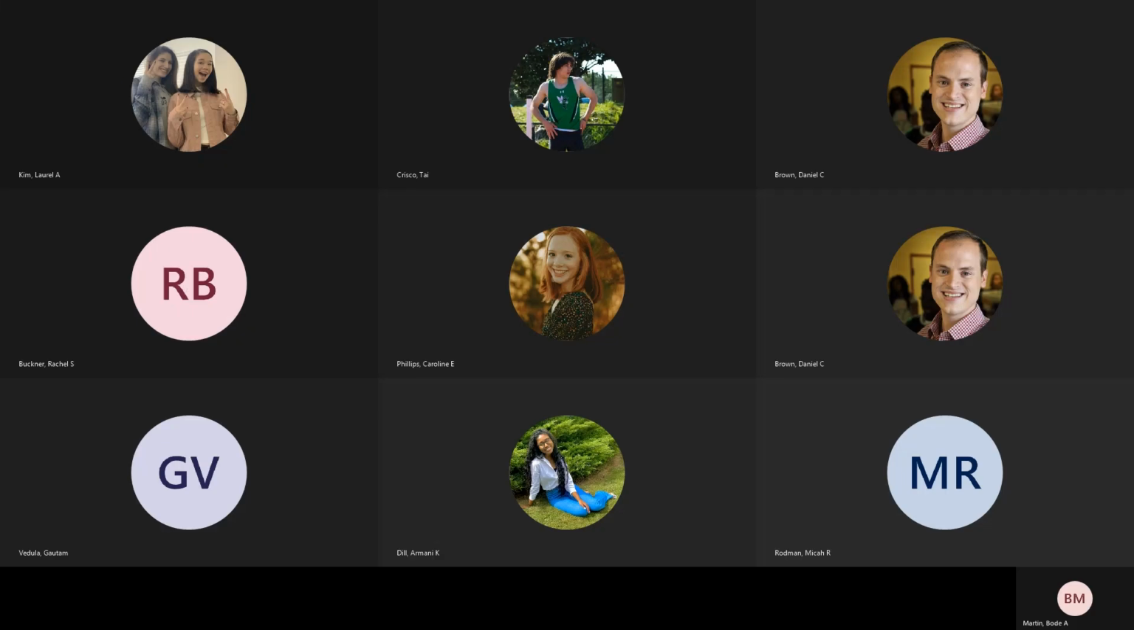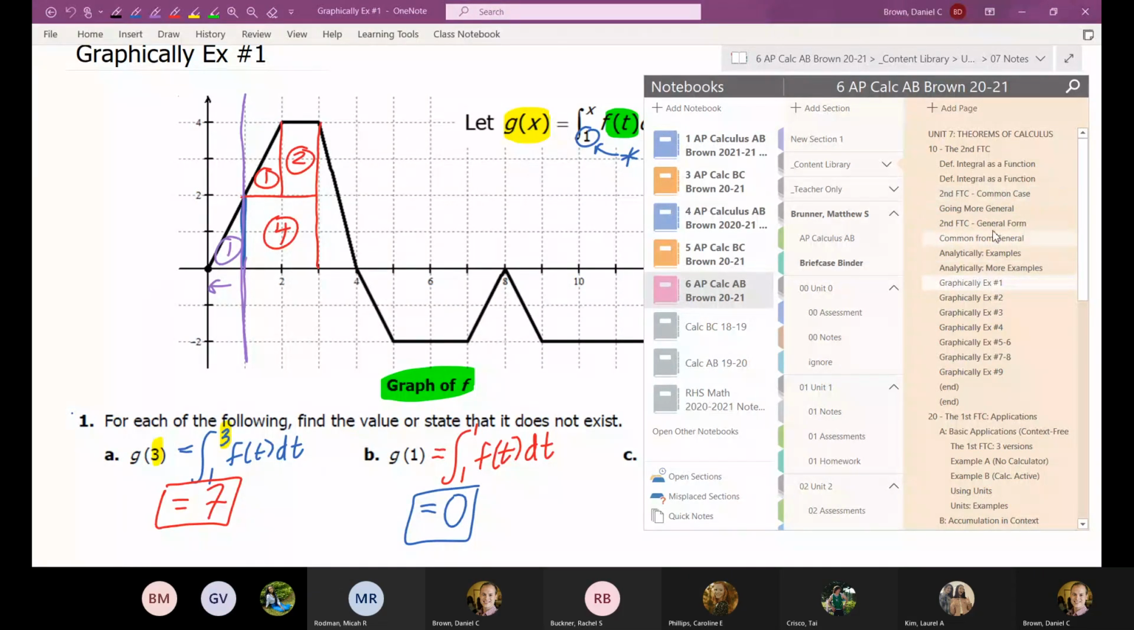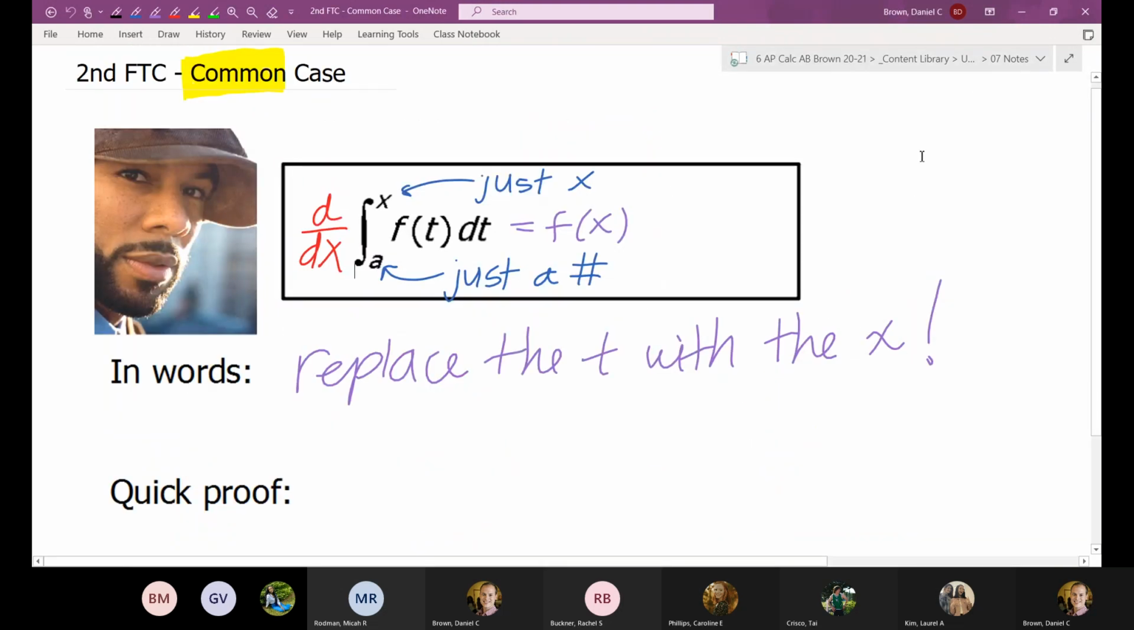Calculus. Kind of put everything in perspective of what we're looking at. I'm going to go to the common case slide. There it goes. The second fundamental theorem of calculus basically is informing us how we take the derivative of this thing called an integral defined function. Like when we see an integral in the problem and we need to take the derivative of it, how do we do that mathematically?